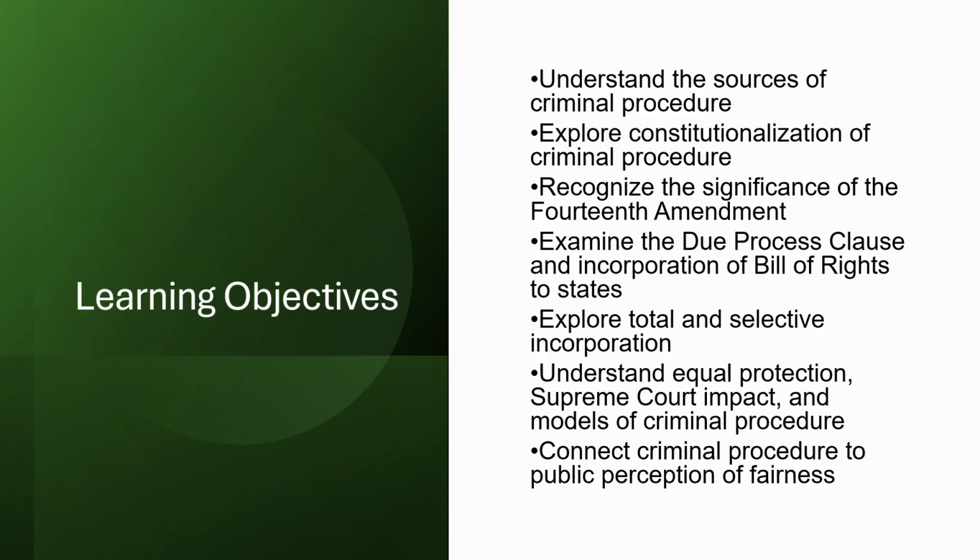We will discuss the impact of Supreme Court decisions in shaping criminal procedure and consider the two main models of criminal justice: the crime control model, which emphasizes efficiency, and the due process model, which emphasizes fairness. Finally, we will touch on the relationship between criminal procedure and public perceptions of fairness in the justice system. By the end of today's lecture, you will have a clear understanding of these key concepts, which will provide the foundation for the rest of our study of criminal procedure.